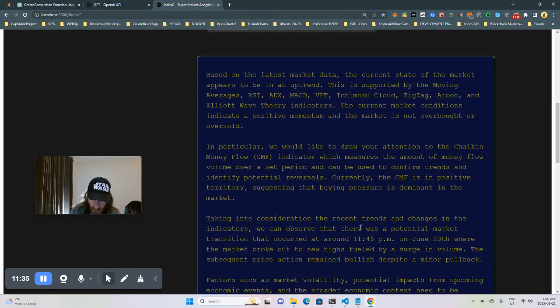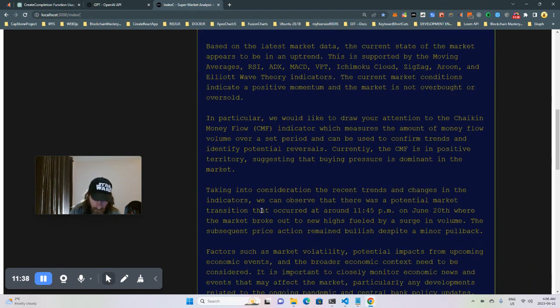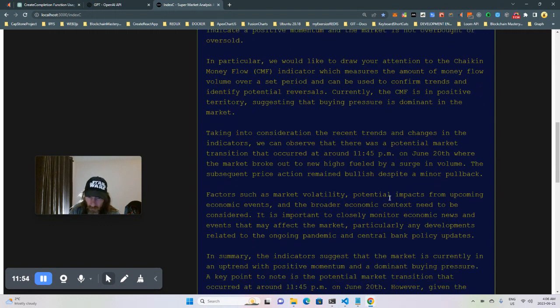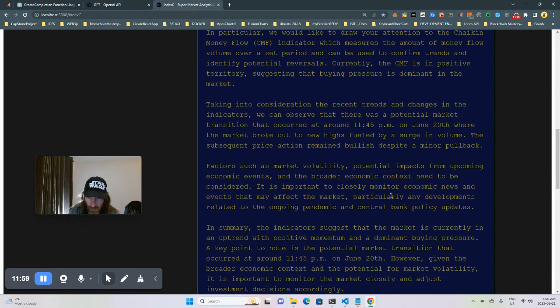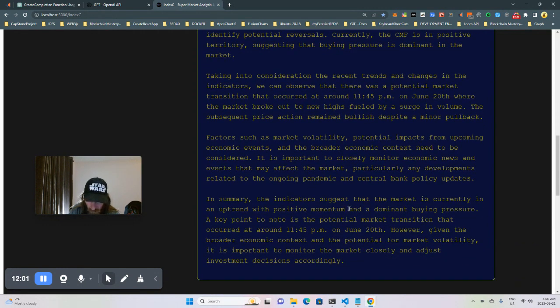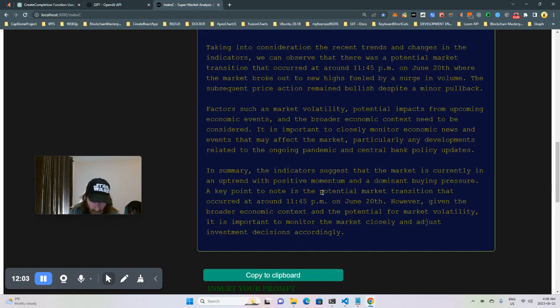Taking into consideration the recent trends and changes in the indicators, we can observe that there was a potential market transition that occurred at around 11:45 p.m. on June 20th, where the market broke out to new highs fueled by a surge in volume. The subsequent price action remained bullish despite a minor pullback. Factors such as market volatility, potential impacts from upcoming economic events, and the broader economic context need to be considered. It is important to closely monitor economic news and events that may affect the market, particularly any developments related to the ongoing pandemic and central bank policy updates.